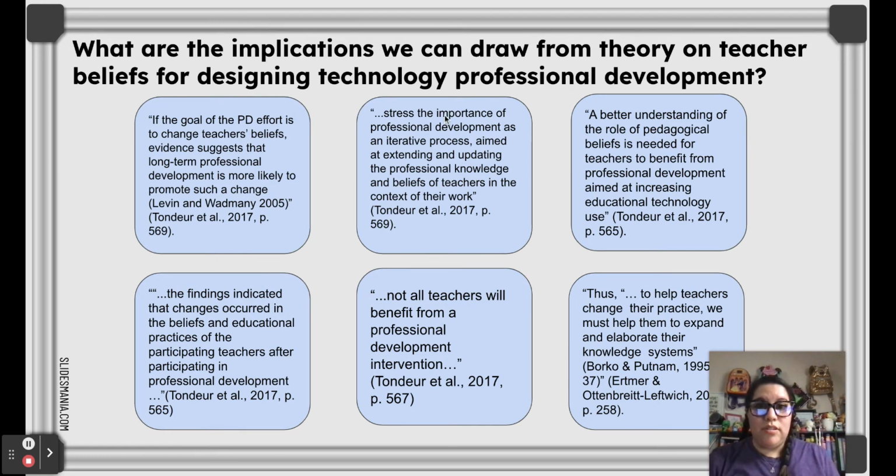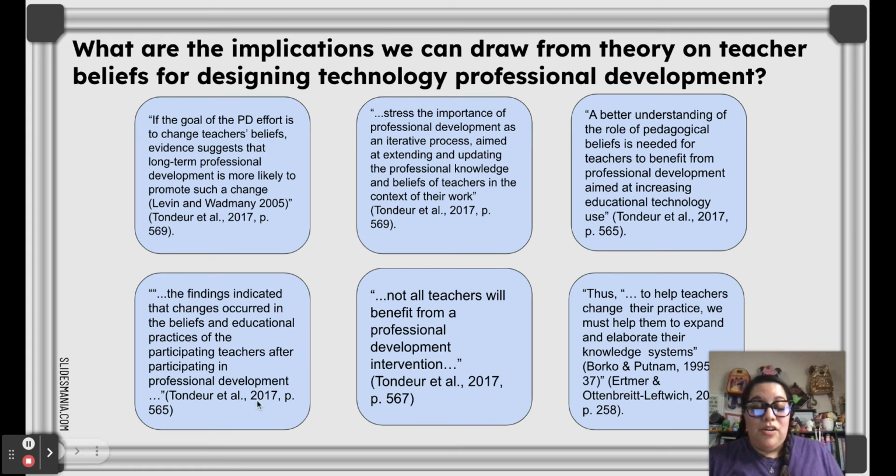And making sure to stress the importance of professional development as an iterative process. So, again, making sure we have that long term where things are always continuing to change. A better understanding of the role of pedagogical beliefs is needed for teachers to benefit from professional development aimed at increasing educational technology use. And so, again, I think really needing to know what those teachers believe ahead of time is going to help guide that professional development.